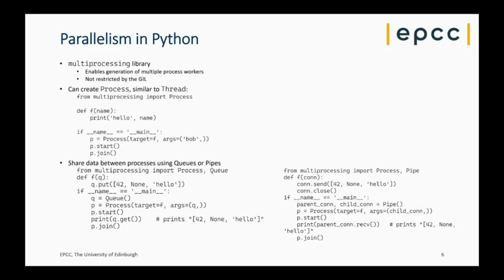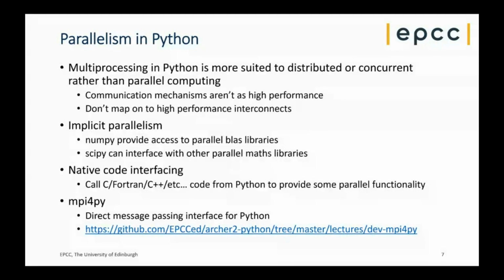However, this is not really designed for high performance. This is designed for concurrent or distributed computing rather than parallel computing, because the communication mechanisms it uses, those pipes or queues, aren't really designed for high performance, and they don't map down to our fancy networks we have in HPC systems. So there are other things we can do to do parallelism in Python.